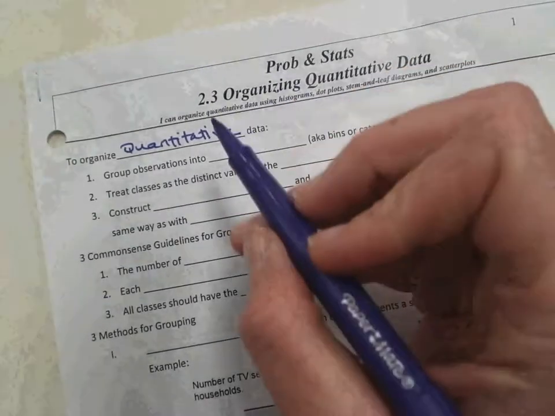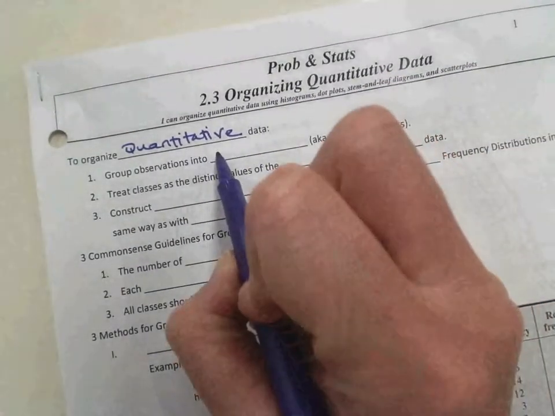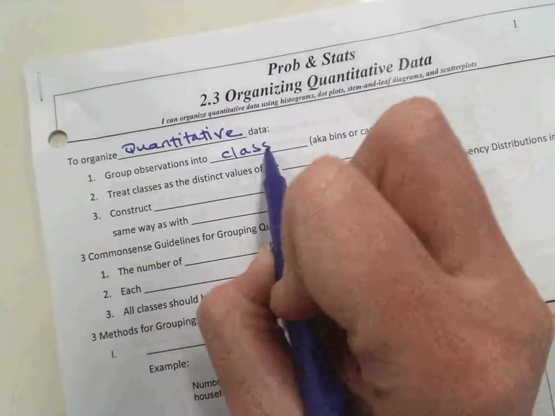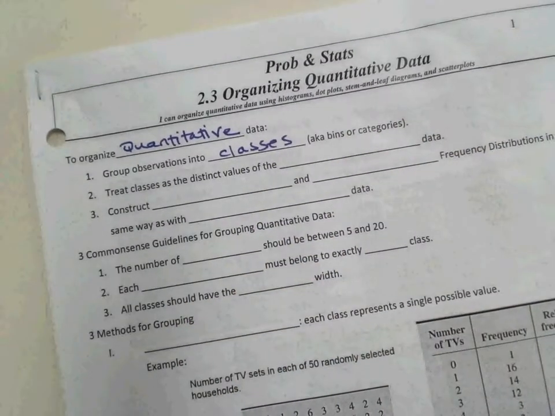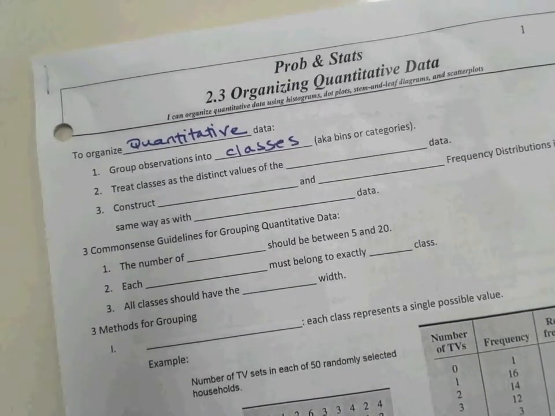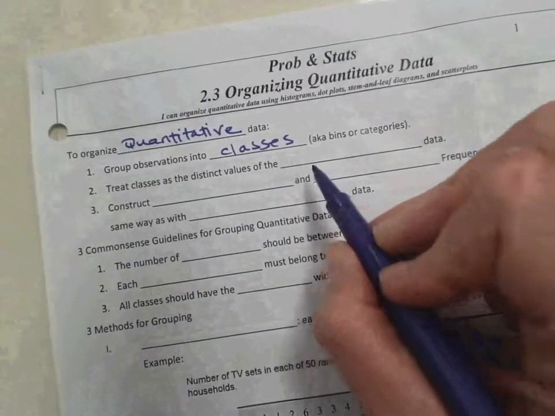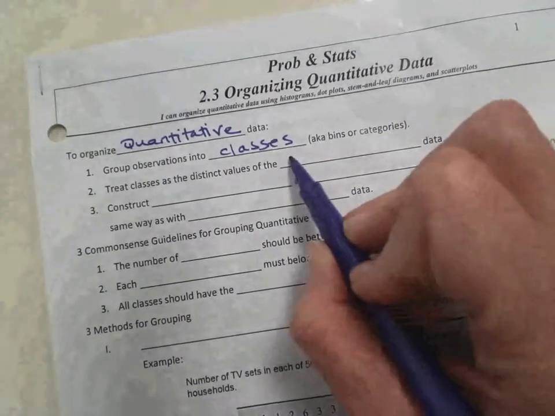Okay. So first, group observations into classes, also known as bins or categories. Okay, next, treat classes as the distinct values of the observations. Oh, no, sorry, quantitative data.